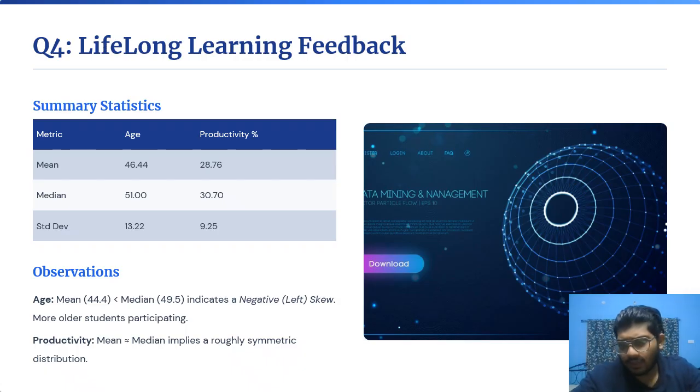And the observations we got from these answers are that the mean 44.4 is less than the median 49.5, which indicates a negative, left skew, meaning more older students participating. Productivity mean is almost equal to median, which implies a roughly symmetric distribution. They are not exactly equal, but nearly equal, 28.76 and 30.70, so almost.